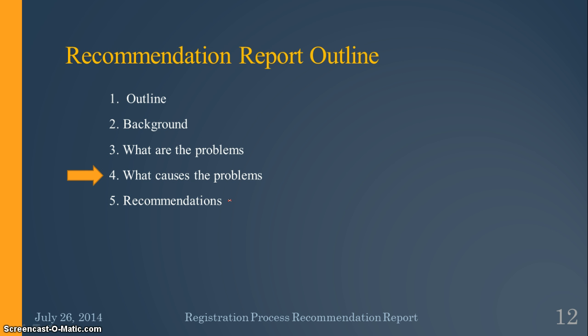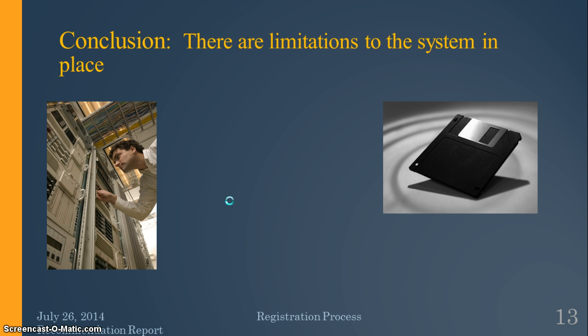Next, I'd like to talk to you about what is causing these problems. Our conclusion is that there are limitations on the system in place. HGTC has sufficient internet connection speed to handle the internet traffic volume even during heavy usage periods. The problems encountered are primarily related to heavy server loads and problems within the version of WaveNet software that is currently used by HGTC.